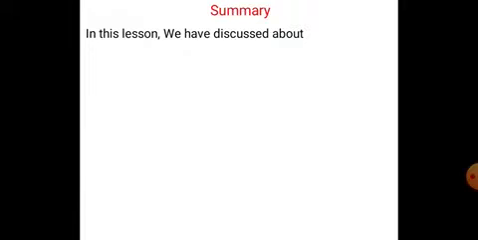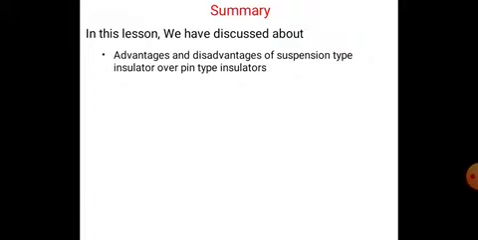So in this class we discussed the advantages and disadvantages of suspension type over pin type insulators, the causes for failure of insulators, and some definitions, that is, puncture and flashover. Puncture means the discharge occurs from conductor to pin through the body of the insulator. After a puncture, the insulator becomes completely ruined. Here I am explaining once again.